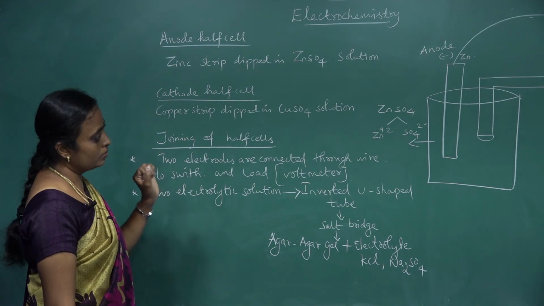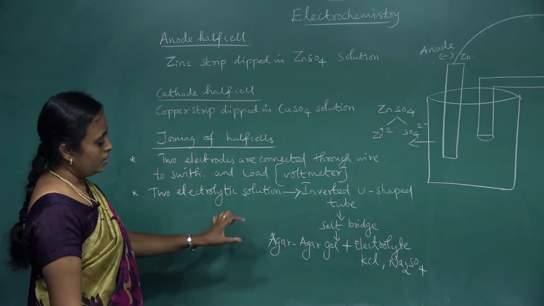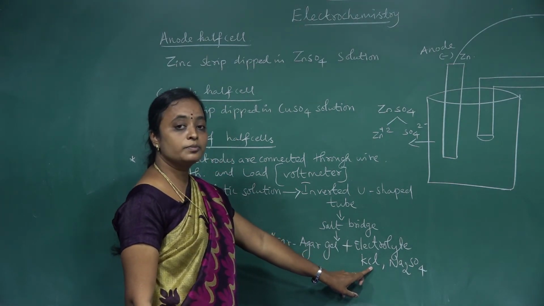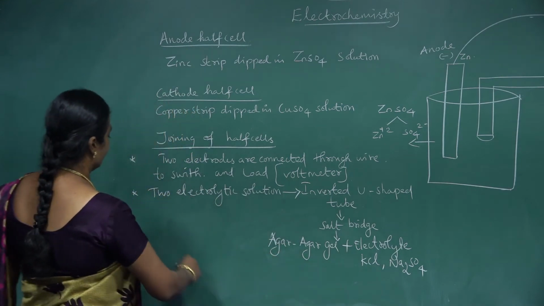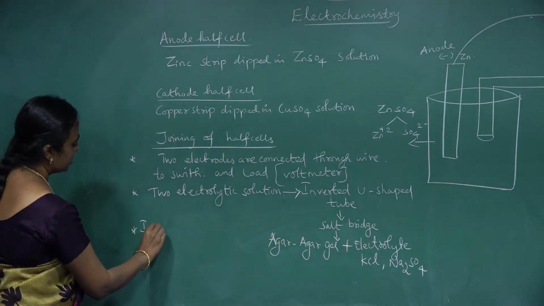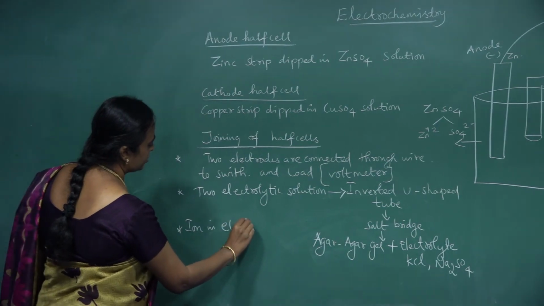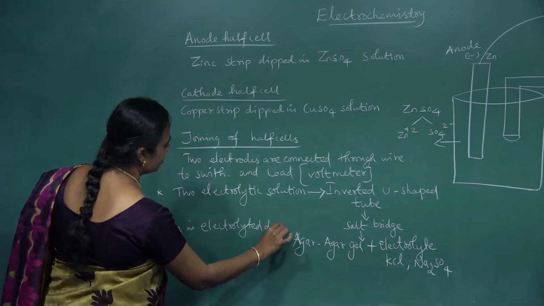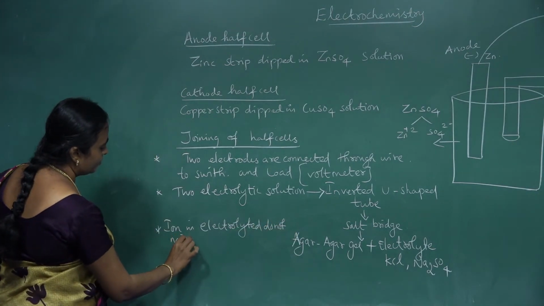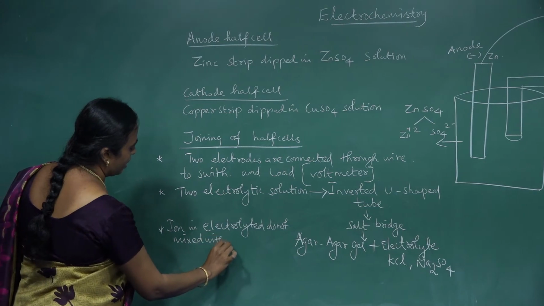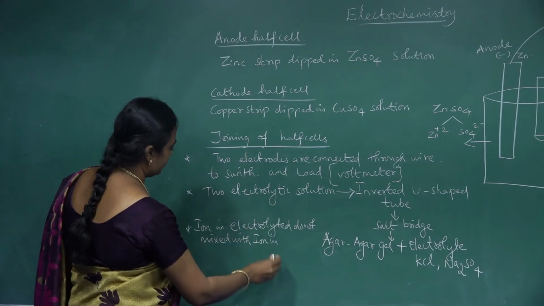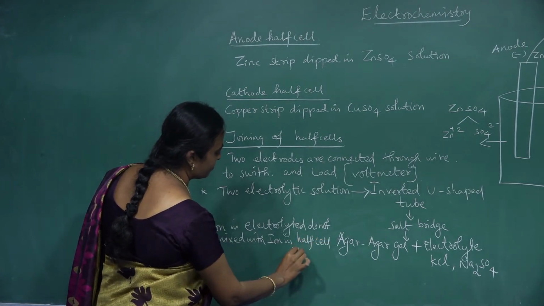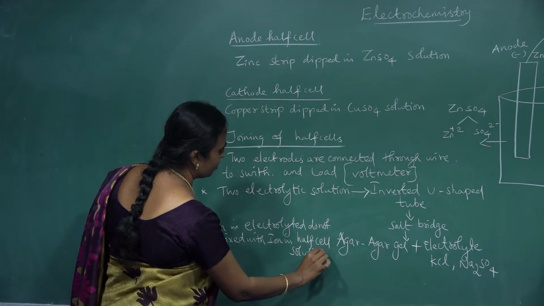Now what happened to the salt bridge? Here the ions present in the salt bridge, that is ions present in the electrolyte, do not mix with the ions in the half-cell solution, that is taken as the electrolytic solution.